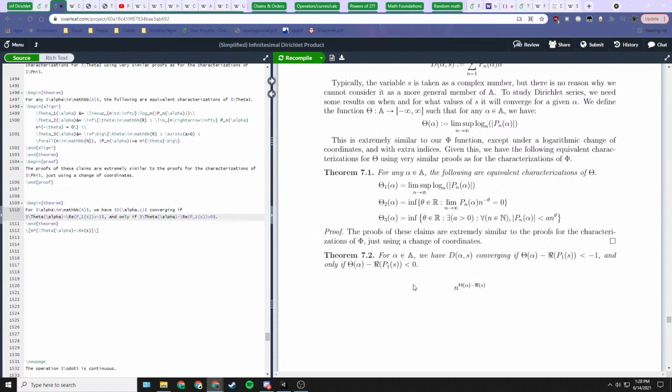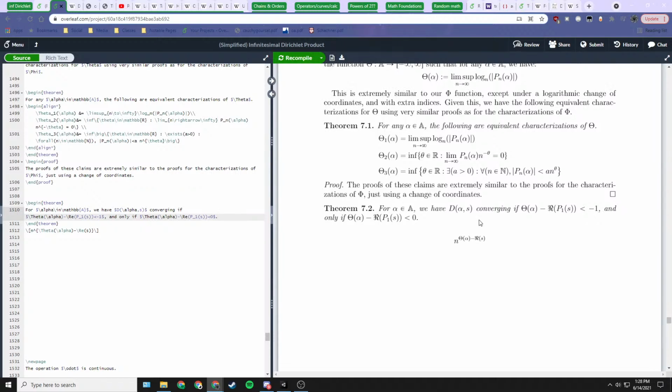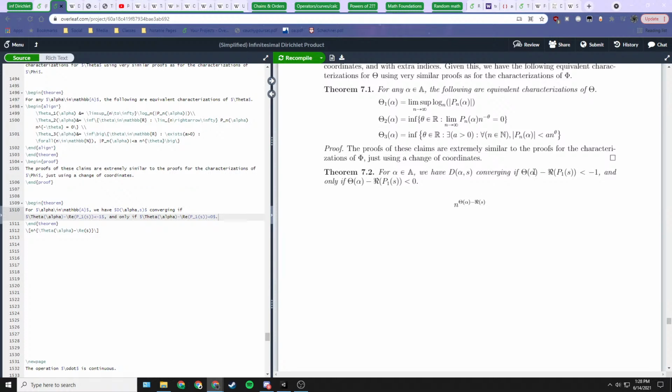So if we have alpha in A, then we'll have d of alpha s converging if theta alpha minus the real part of p1 of s is less than -1, but only if this difference, theta alpha minus the real part of p1 of s, is less than 0. I just had to think that one through.